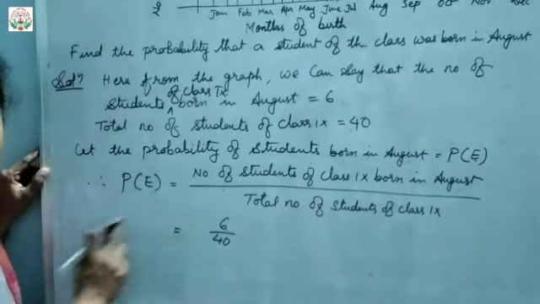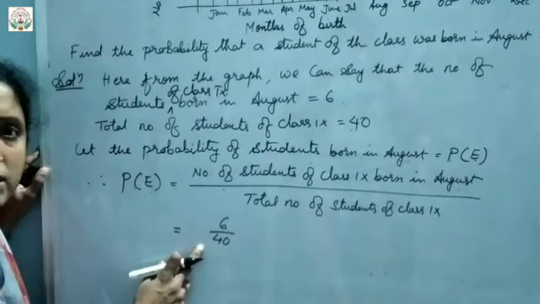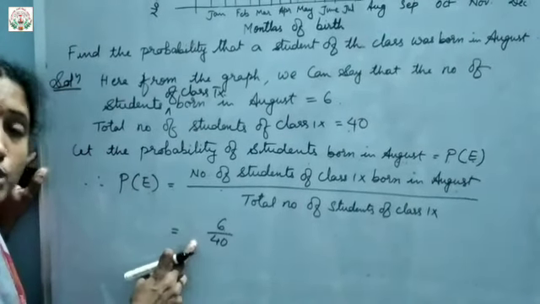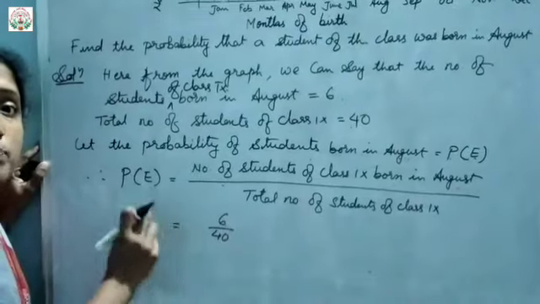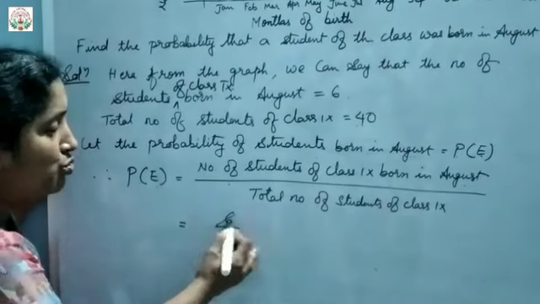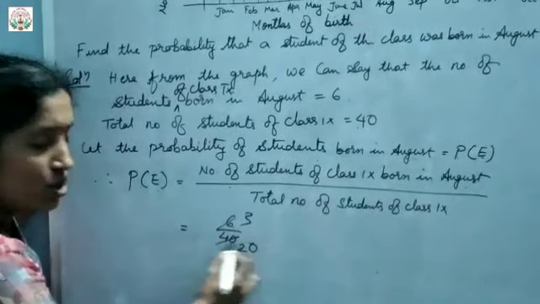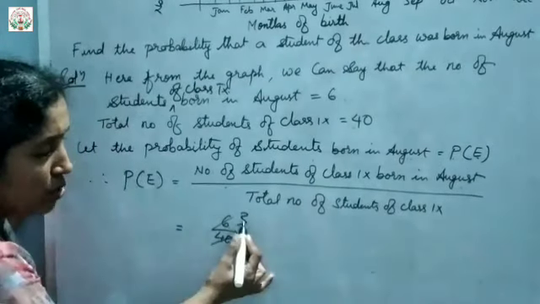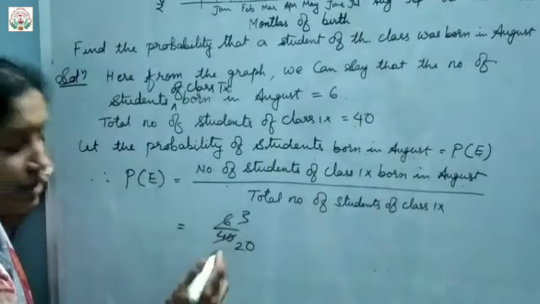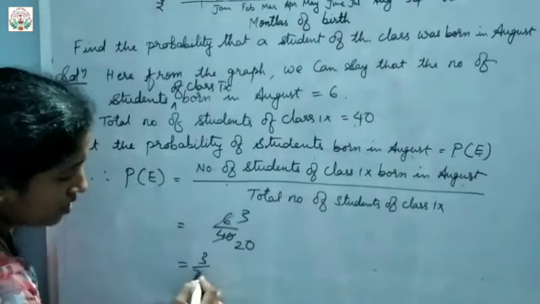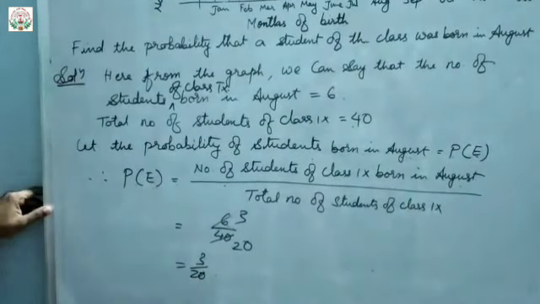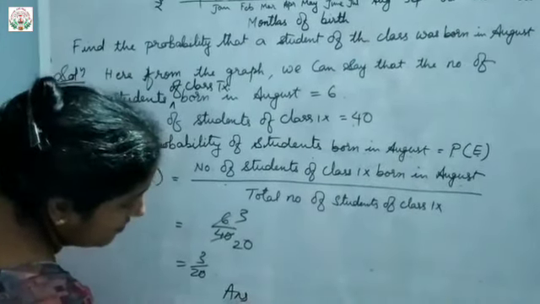You know that it is divisible, so you cannot leave the answer like this. If it is divisible, you have to divide and bring it into the simplest form. So 2 3s are 6, 2 20s are 40. Now you can see it is not divisible further. So here it will be 3 upon 20. This will be the answer.